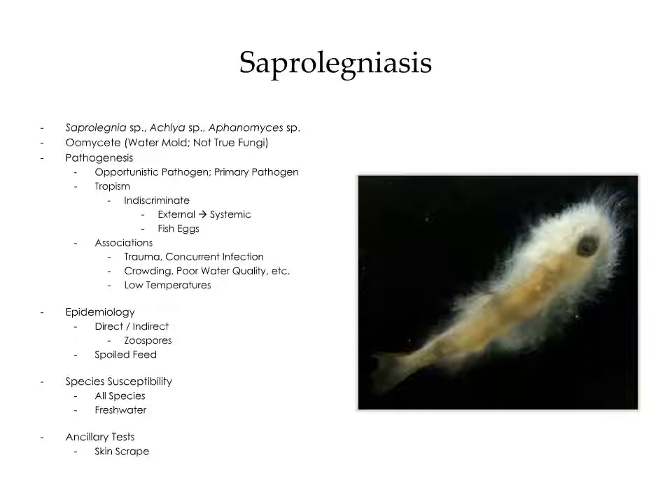Infection can be associated with a variety of factors, including trauma, concurrent infection, crowding, poor water quality, and low temperatures. In regards to epidemiology, transmission is direct and indirect by way of motile zoospores. Another means of infection is via spoiled feed. All freshwater species are susceptible to infection. The oomycete can be identified on a skin scrape.